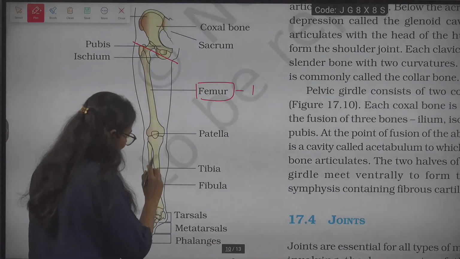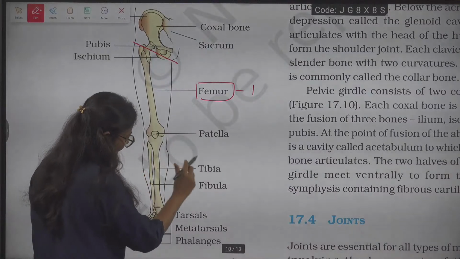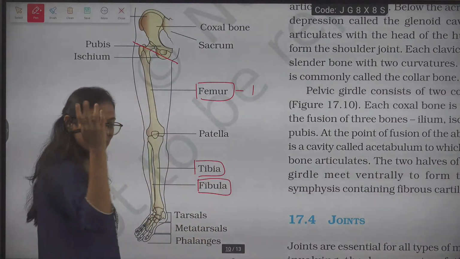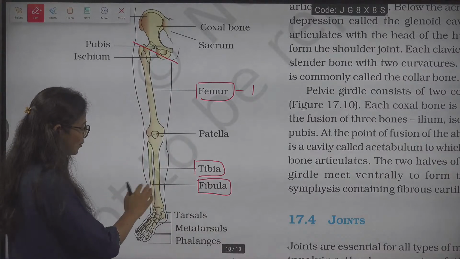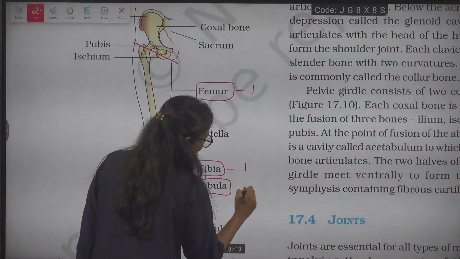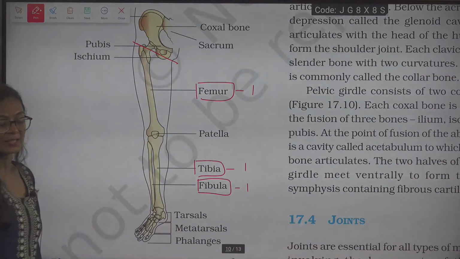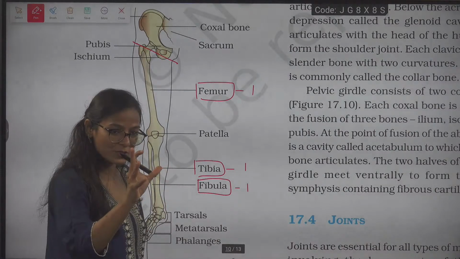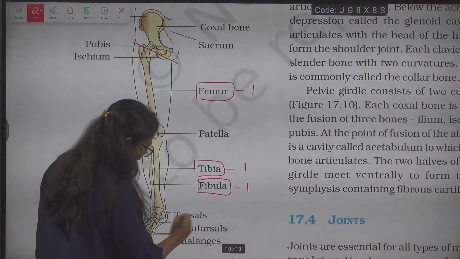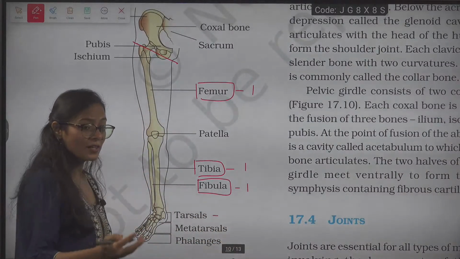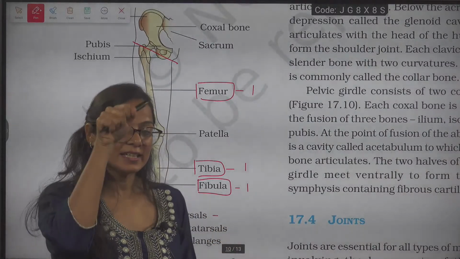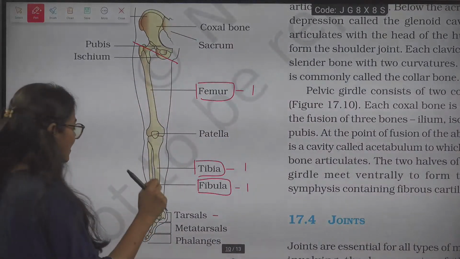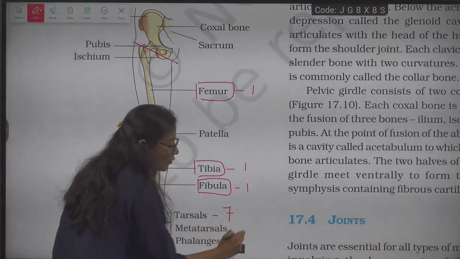Then coming to the rest of the leg, there are 2 bones, tibia and fibula. Just like radius and ulna, here we have tibia and fibula. So this is also 1 and this is also 1. Now coming to the next part, that is the ankle. I hope everyone knows what the ankle is. The ankle has certain bones which are called tarsals. Like in the hands, the wrist had carpals, here we have tarsals.